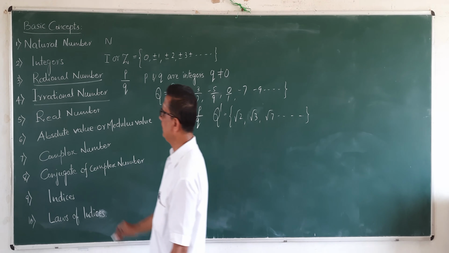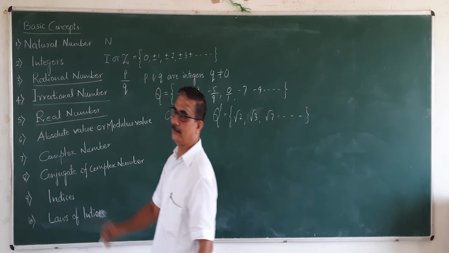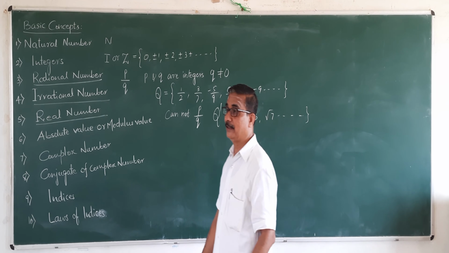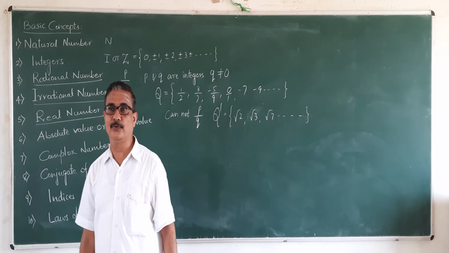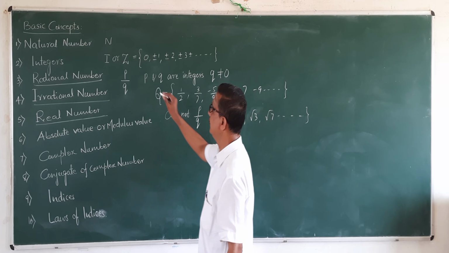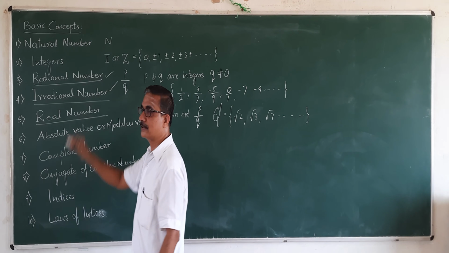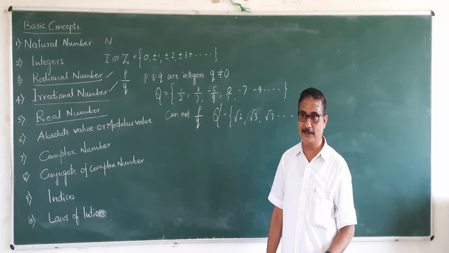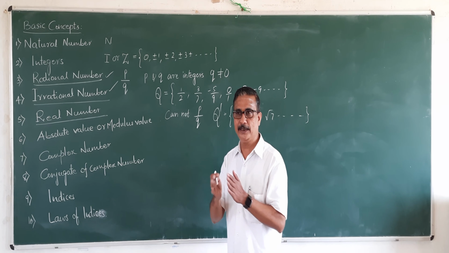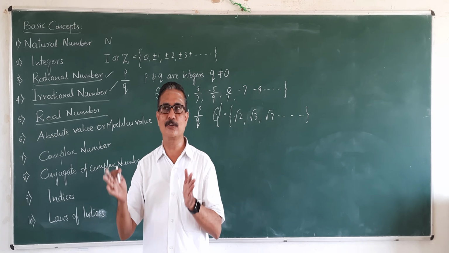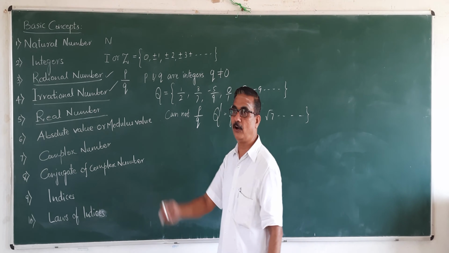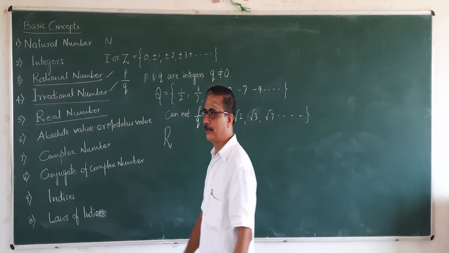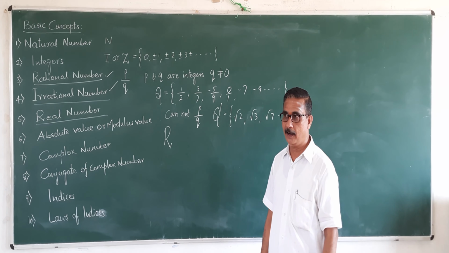Fifth one is real numbers. What is the definition? The combination, or the union, of rational and irrational numbers is called what? Real numbers. Both should be there. The combination of rational as well as irrational numbers is called real numbers. The set of real numbers is denoted by capital letter R.